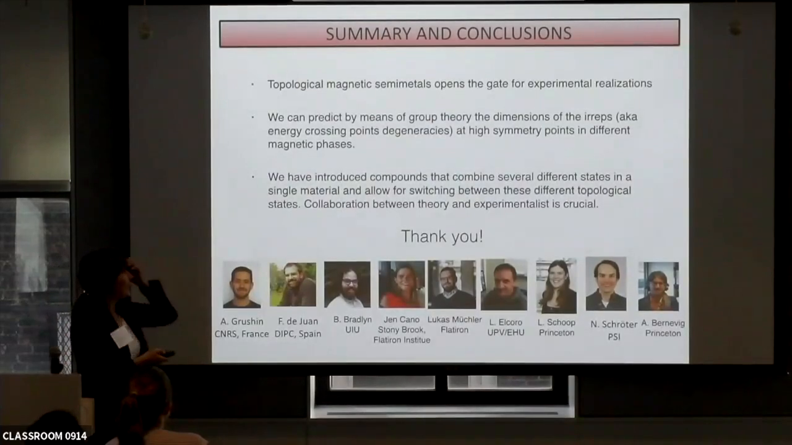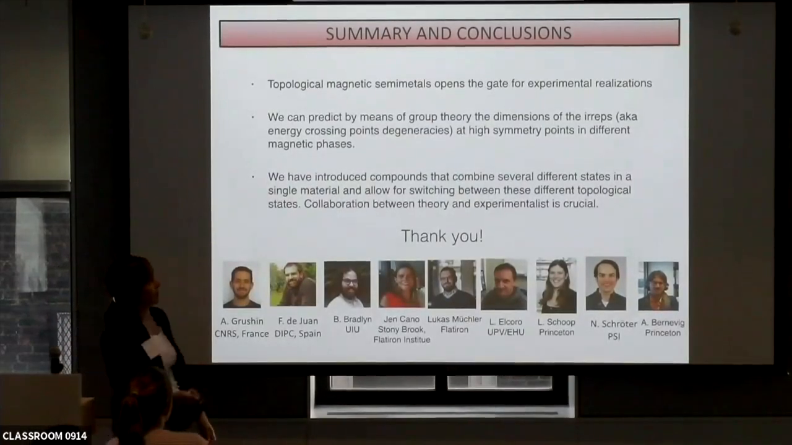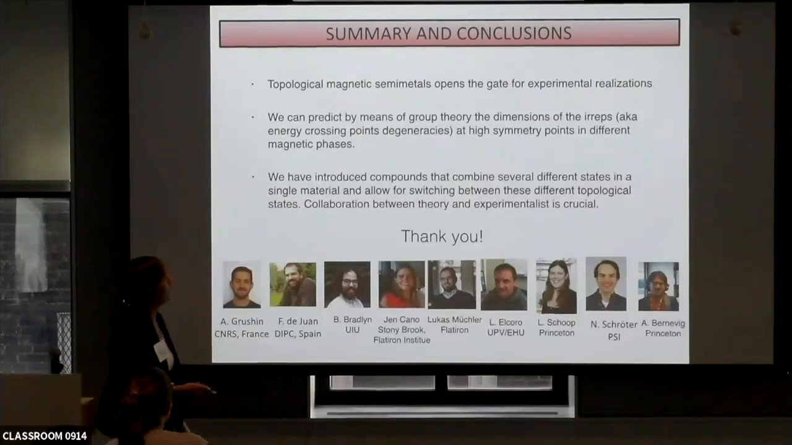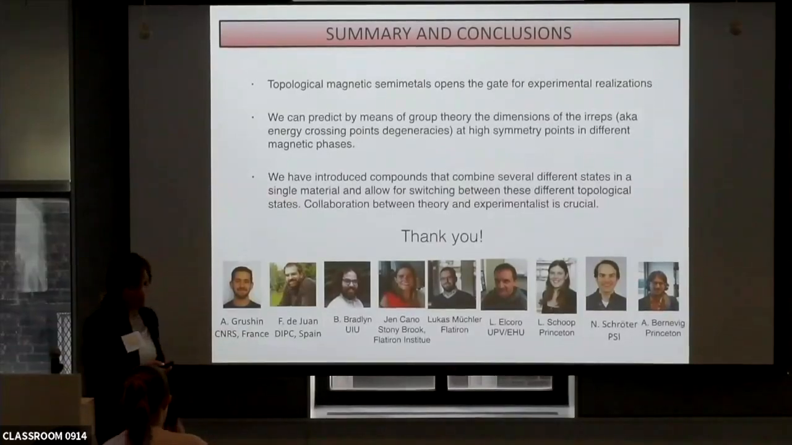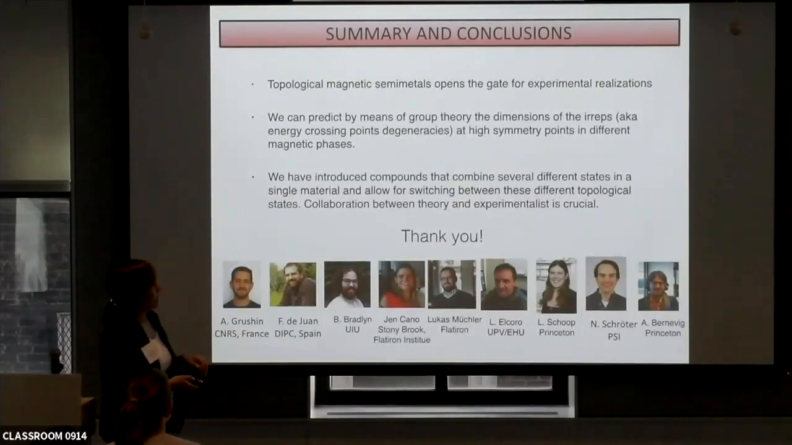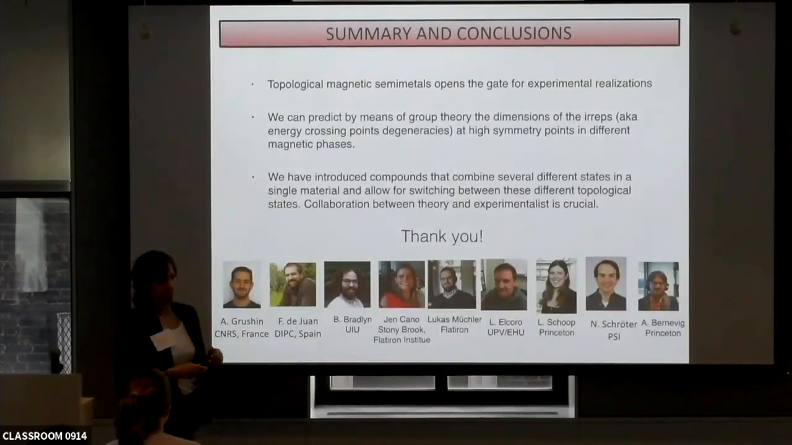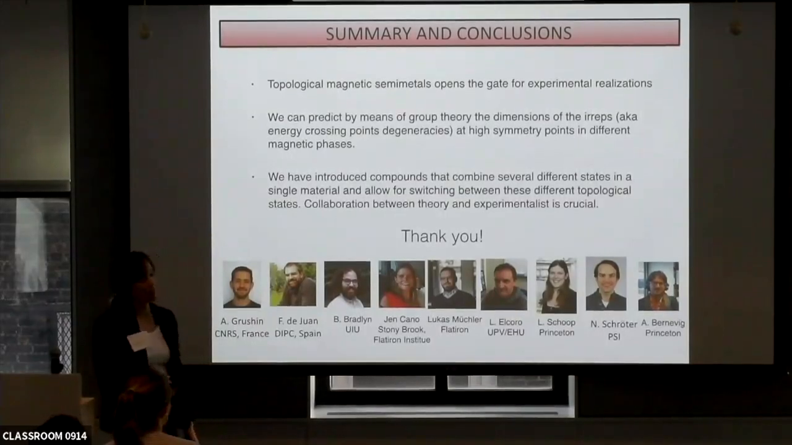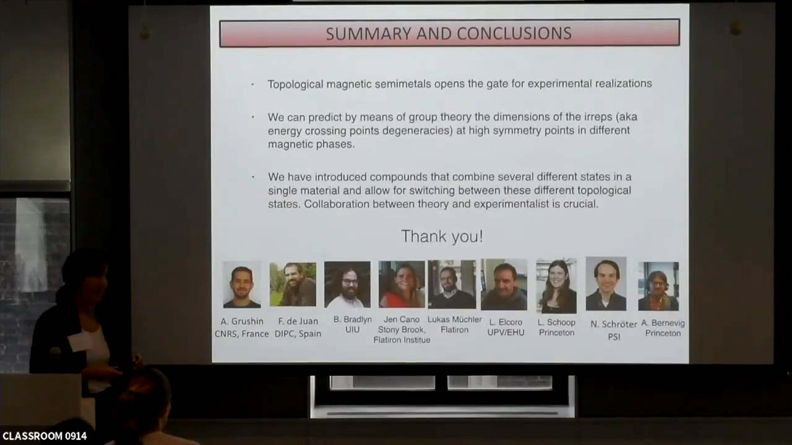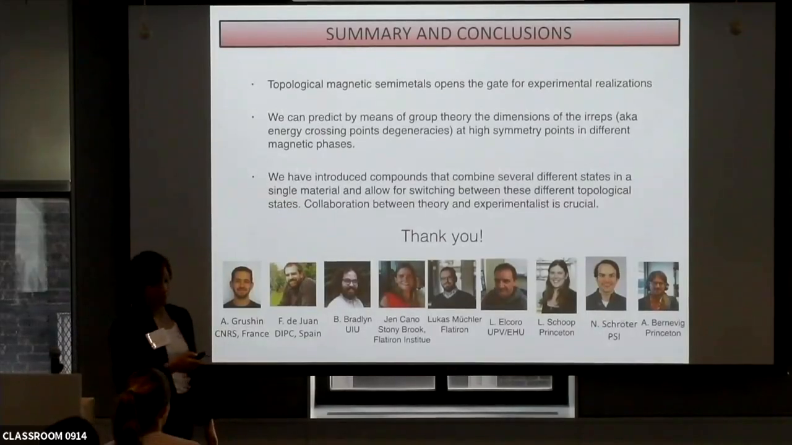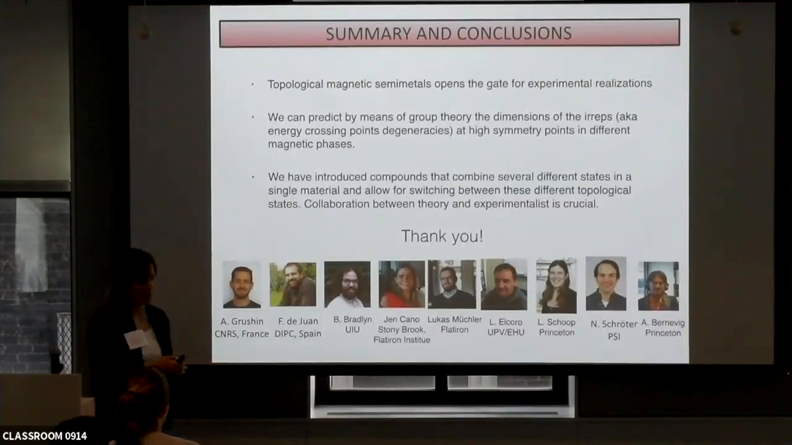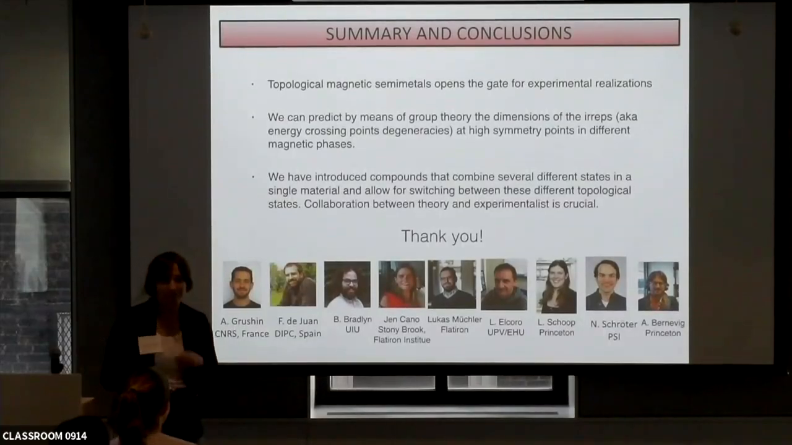So the topological magnetic semimetals open the gate for many different experimental realizations. By means of group theory, we can predict high order crossings at high symmetry points. And while I have introduced several experimental collaborations with magnetic materials, and we see that actually DFT works quite well, we need to be very careful and work very closely to actually predict the properties in a fair way. Thank you.